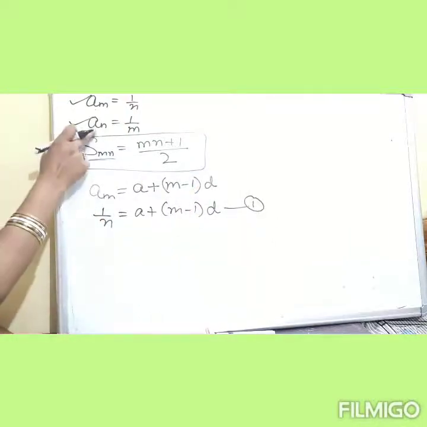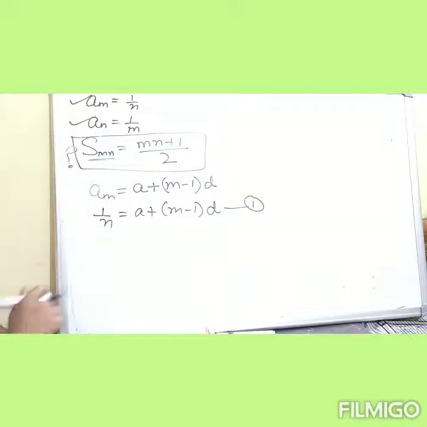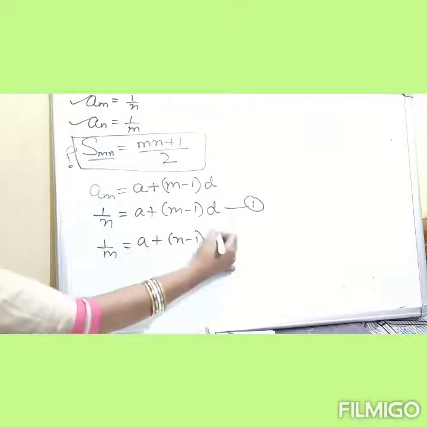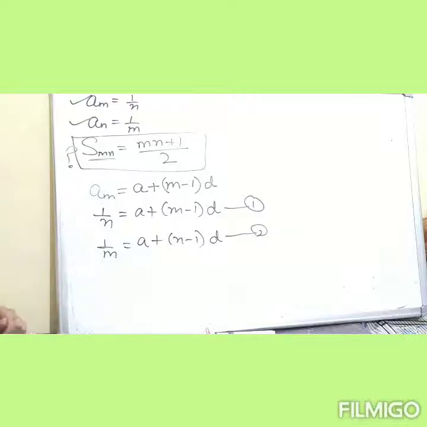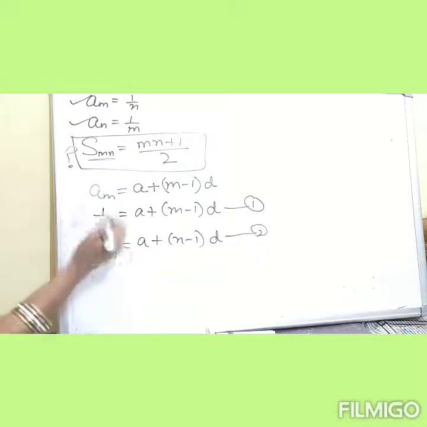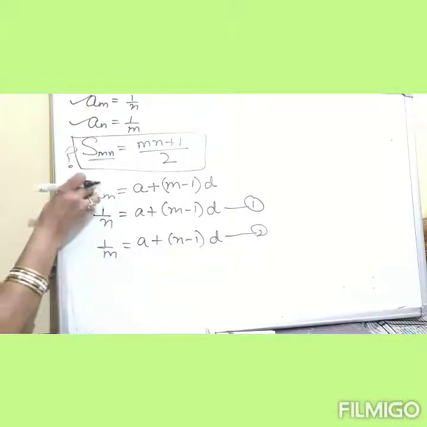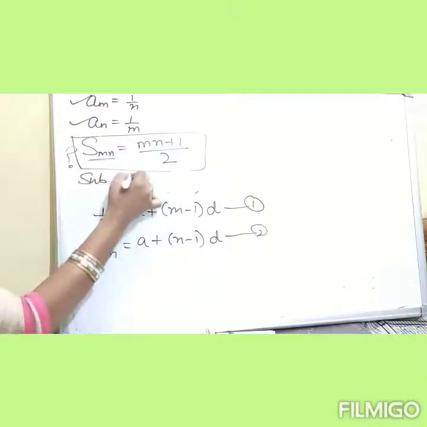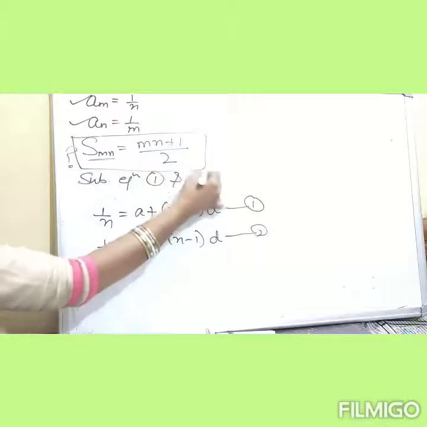Similarly, we'll get equation number 2 from here. The nth term is 1 by m, so it must be equal to 1 by m; nth means a plus (n minus 1) into d. This is the second equation. Now we have two equations. Let us subtract equation 1 and 2.